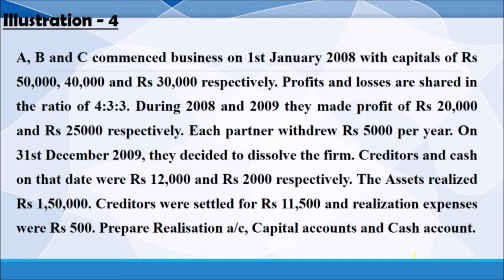On 31st December 2009, they decided to dissolve the firm. Creditors and cash are the only other items: creditors 12,000, cash 2,000, are the balances. The assets realized rupees 1,50,000. Creditors were settled for 11,500 and the realization expenses were 500. We have to prepare the necessary accounts.